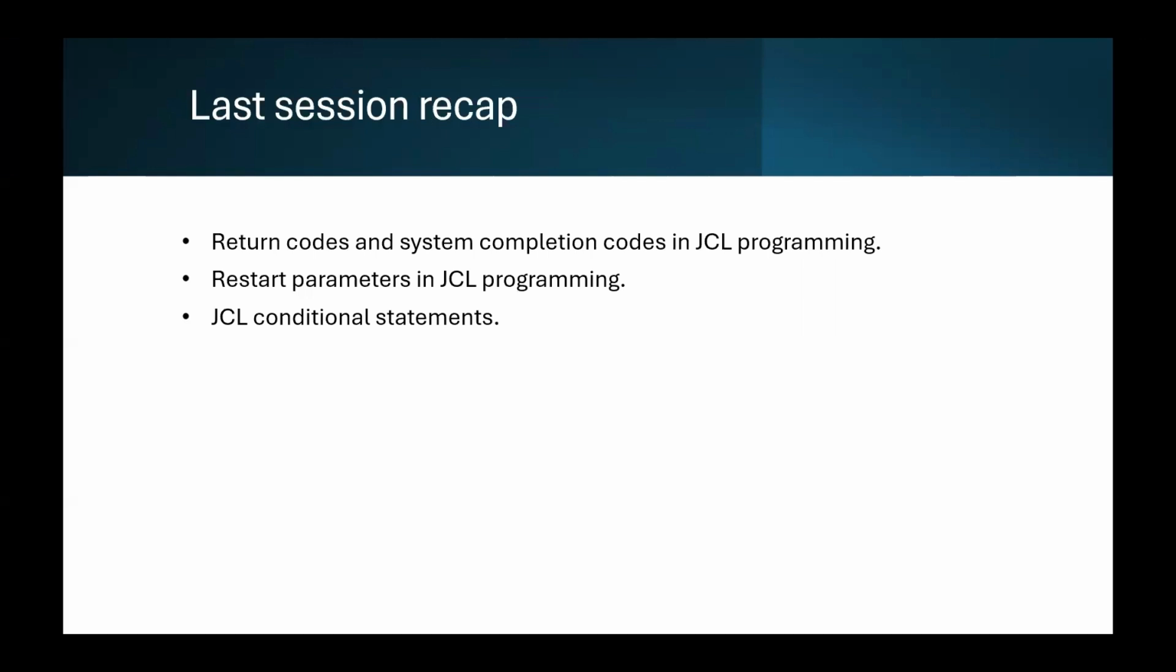In the return code, we learned that when any job execution is done, on the screen we get the return code of that particular job. If everything works fine, then we get the return code as 0. If we have some warning messages, then we have the return code as 4. And after that, we also learned about return code 8 and return code 12.